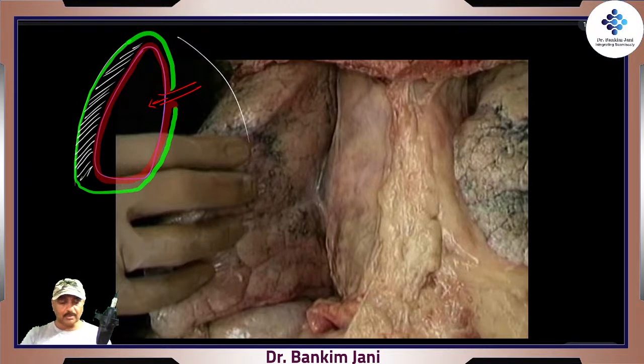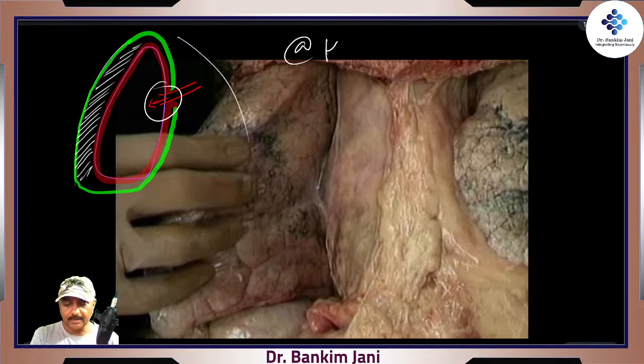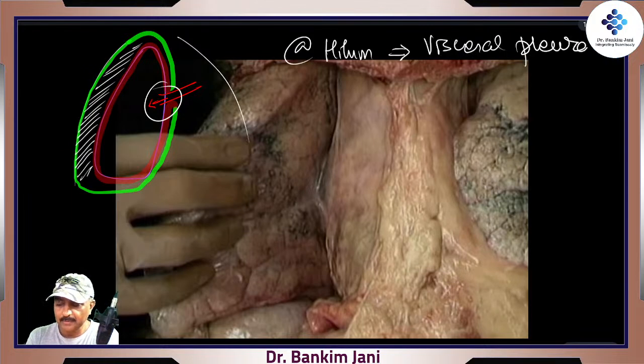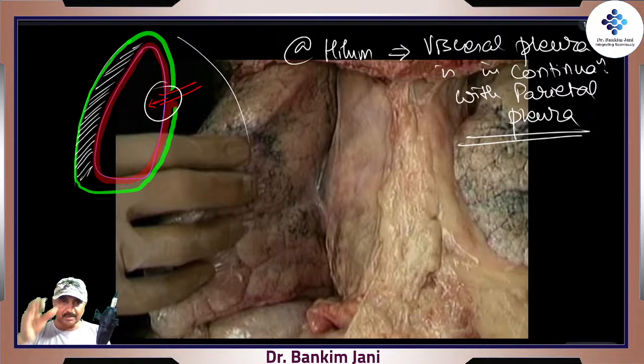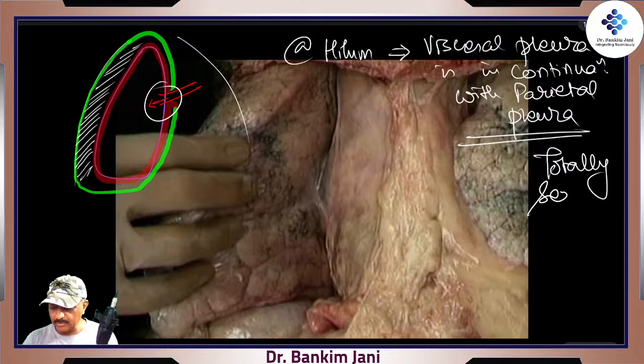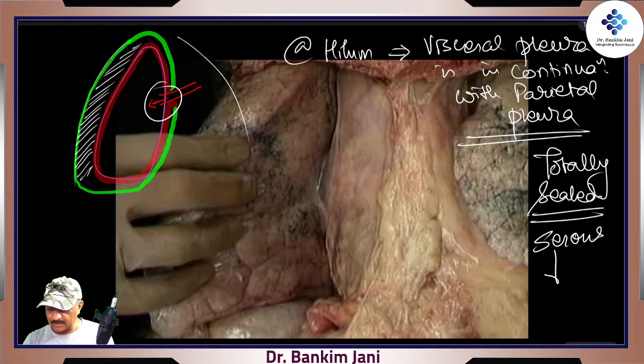Right. So this is how at the hilum, can you really say that it is the visceral pleura, right? Visceral pleura is in continuation with parietal pleura, right? So this is the thing. This is how it's like a complete cavity, completely sealed, right? It is totally sealed. There is not a single break, single breach. It is totally sealed, and there is serous fluid, which keeps on forming, right? Serous fluid in between. So what really happens?